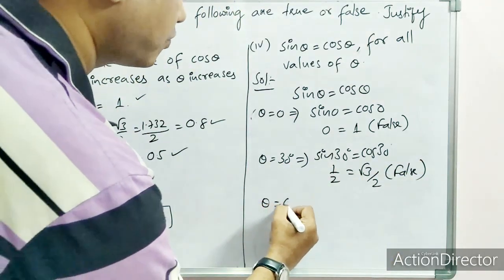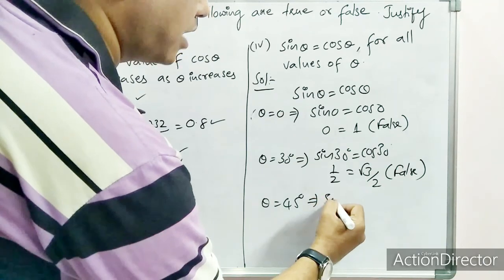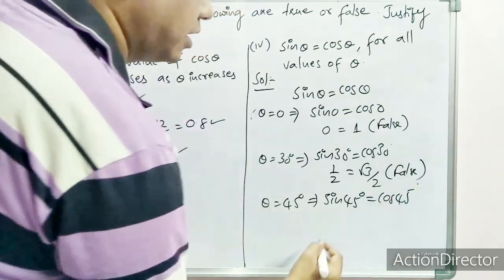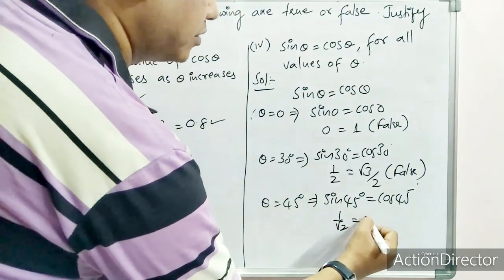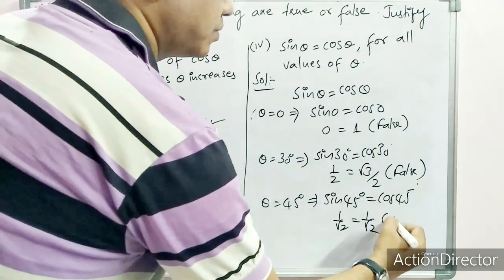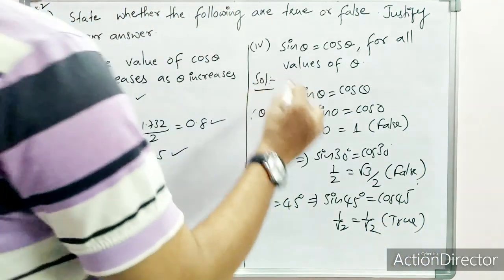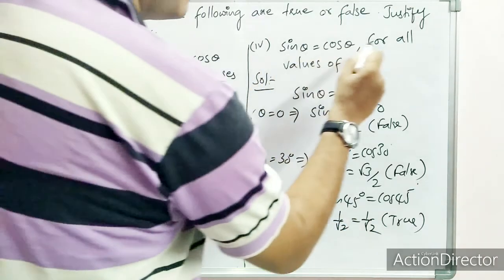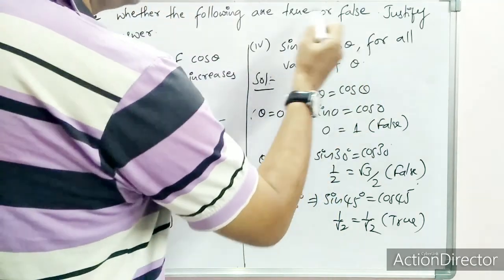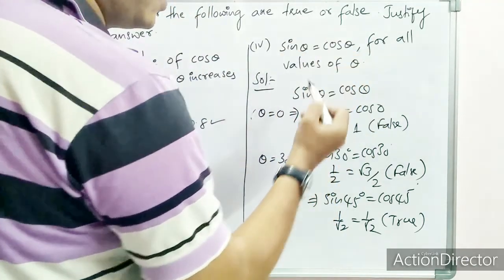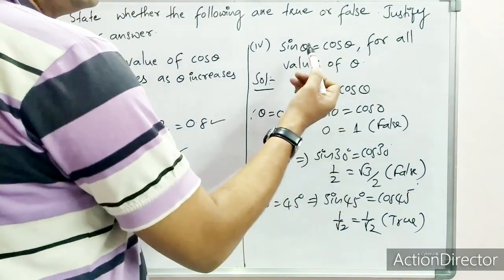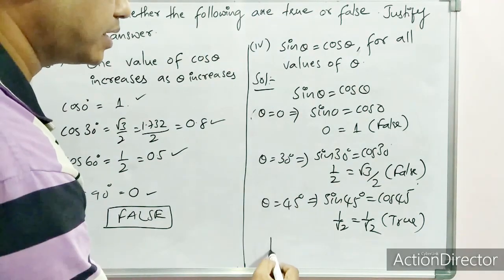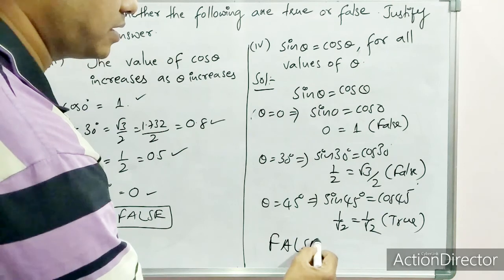Therefore, if I take theta is equal to 45, you see sin 45 and cos 45. Sin 45 is 1 by root 2 and cos 45 is also 1 by root 2. Now this is true, only for theta equal to 45. But the given statement says that for all values of theta, these will be equal. Therefore, the given statement is false. Only when theta is equal to 45 will you get the equation true. Therefore, finally the required answer here: the given statement is a false statement.